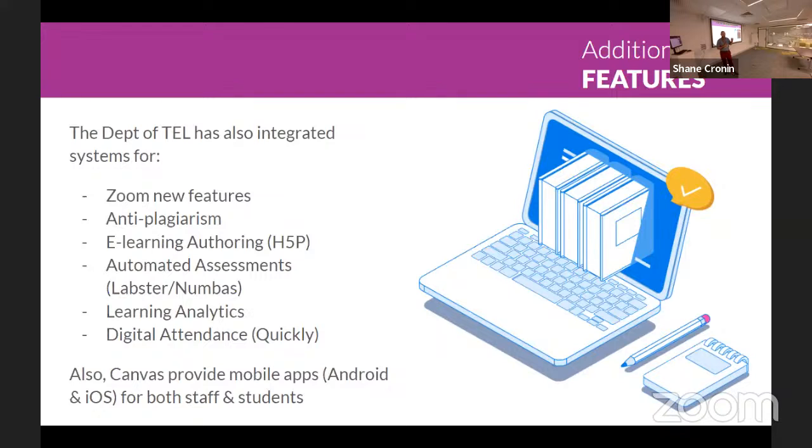The participations are measured based on assignments, discussions, things like that. So that's a useful feature, but you won't really see data in that until maybe week 2 or week 3, until people actually start to engage. There's also a digital attendance tool called Quickly. That's actually available in all modules. There's a help article on it if you want to know how to make that visible in your module.